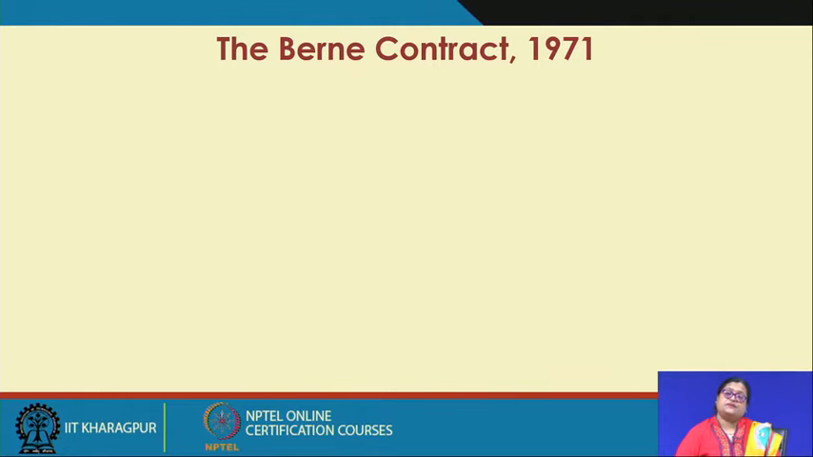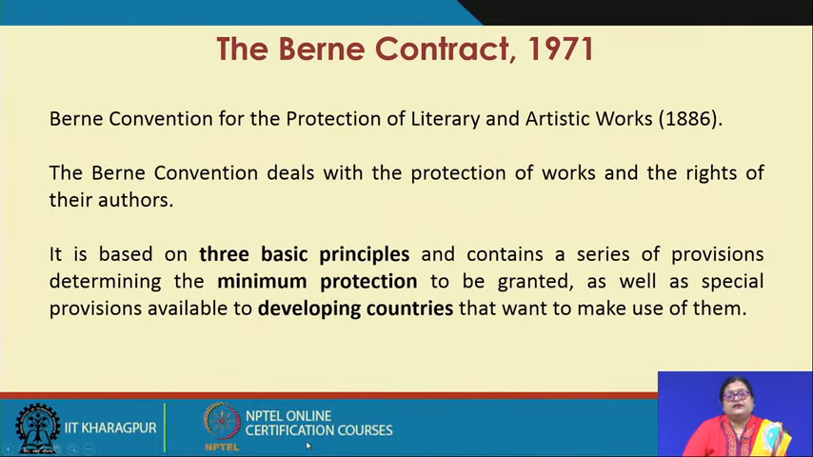Next, we'll discuss the Berne Convention of 1971. The Berne Convention for the Protection of Literary and Artistic Works, 1886. The Berne Convention deals with the protection of works and the rights of their authors.